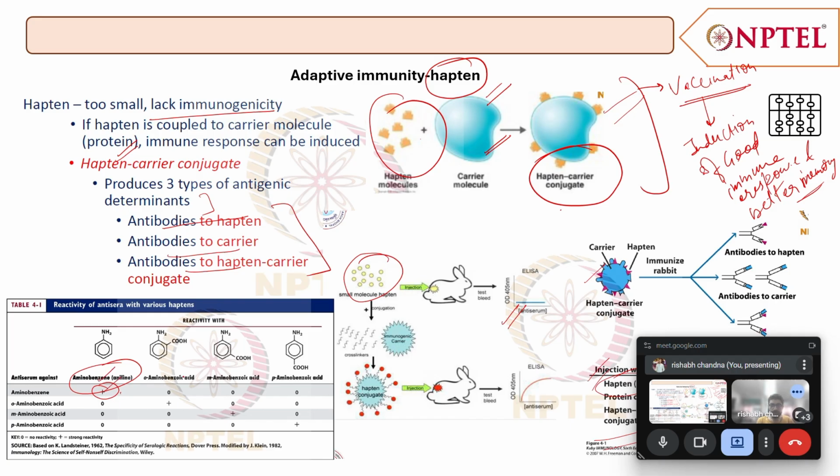Then ortho-aminobenzoic acid, the antiserum is against this. Same with meta-aminobenzoic acid and para-aminobenzoic acid. So whenever we give these types of haptens, the reactivity with those haptens only will increase. So this is the case with the haptens.